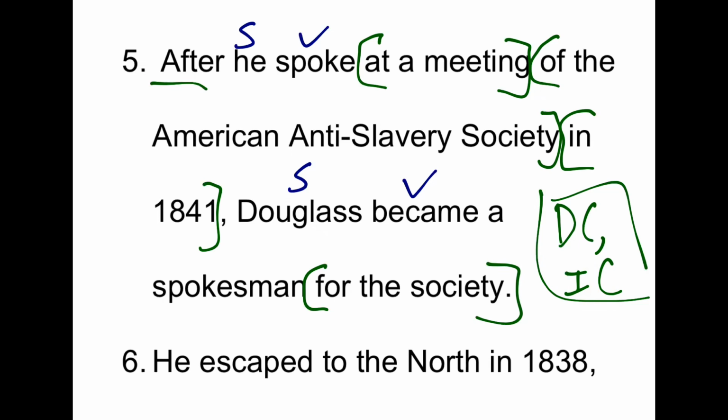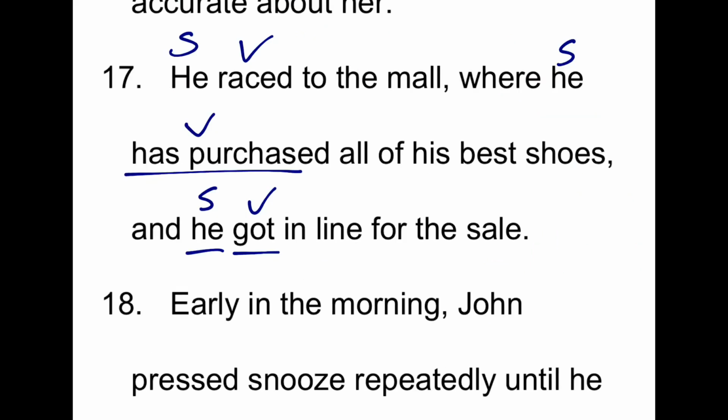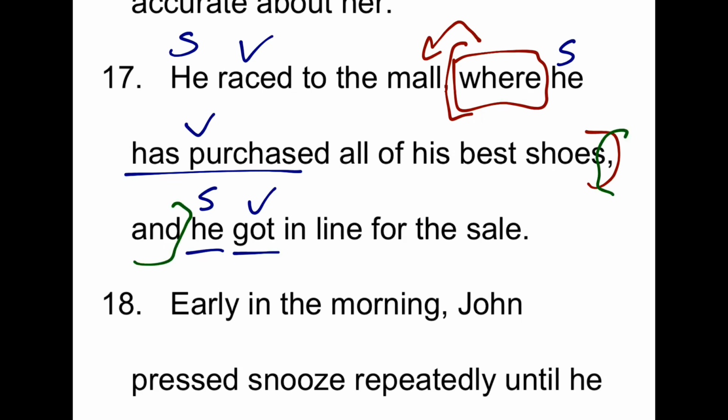Complex sentence. In number 17, he raced, he has purchased, and he got are the subject-verb pairings. Where is functioning as a relative pronoun. And this whole relative clause, then, is describing the mall, or the noun preceding it. Notice the coordinating conjunction and the comma that join together these two independent clauses. So I have an independent clause, then a dependent clause, then an independent clause, meaning this is compound complex.